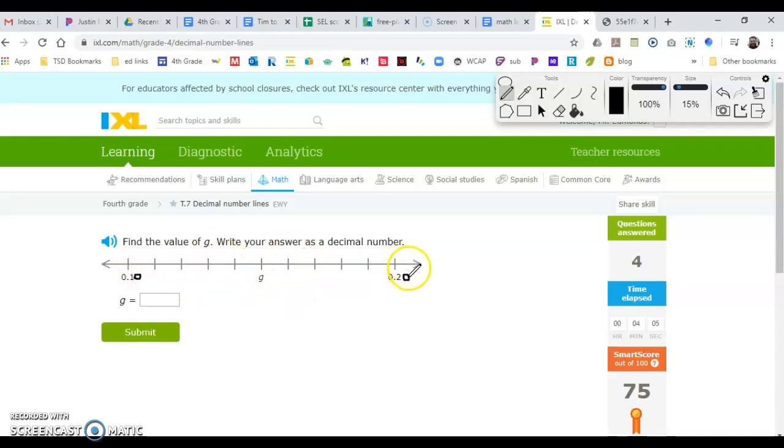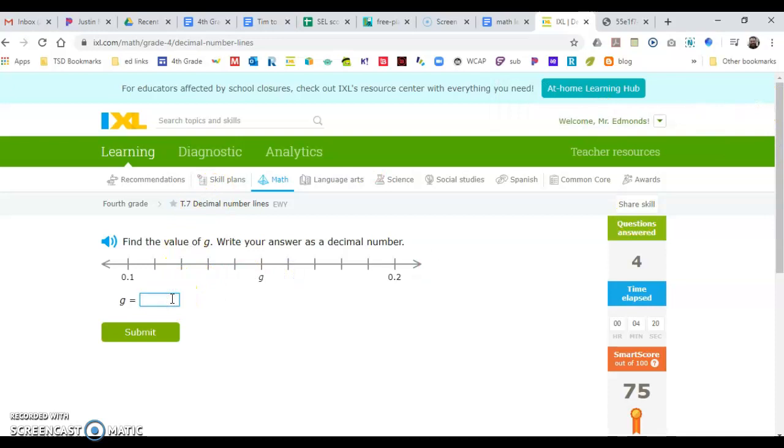Now think of it in terms of money. 10 cents, 11 cents, 12 cents, 13 cents, 14 cents, 15 cents, otherwise known as 15 cents or 15 hundredths. Let me close up my tool here and type in 15 hundredths. So to recap, kids, now we're back to 0 and 1.